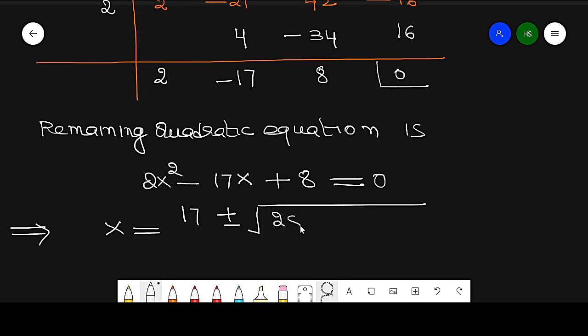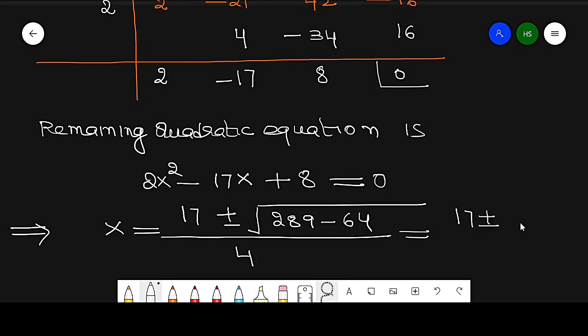So this is 289, and this is 4ab, 8 into 8, 64, minus 64 over, this is 2 into 2, 4. So what we get? We get 17 plus minus, this value is equal to 15. So 225, which is 15 over 4.